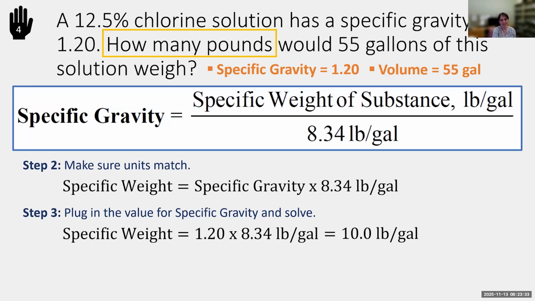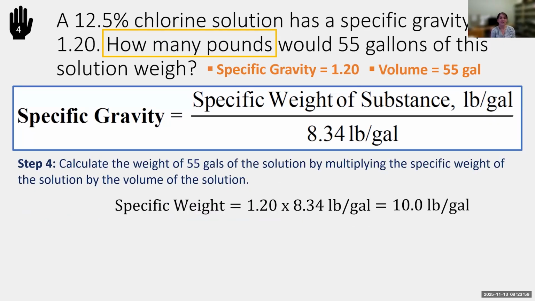So is this our answer? Well, if you look, our answer is pounds per gallon because we just calculated the specific weight, right? But were we asked to calculate the specific weight of our solution? No, we were asked to calculate how many pounds 55 gallons of our solution weighs, not how many pounds 1 gallon of our solution weighs. So we have to do another step.